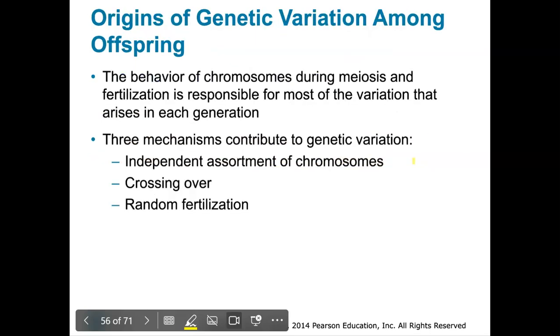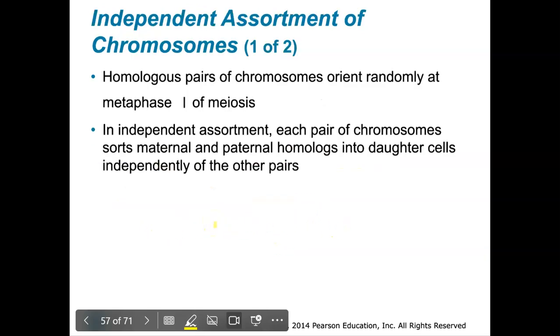And the other source of diversity is crossing over during prophase 1, independent assortment of chromosomes during metaphase 1, and random fertilization, which means since all of those 4 sperm are different from each other and all of those 4 eggs are different from each other, it's random which sperm fertilizes which egg. So, that is going to generate some diversity too.